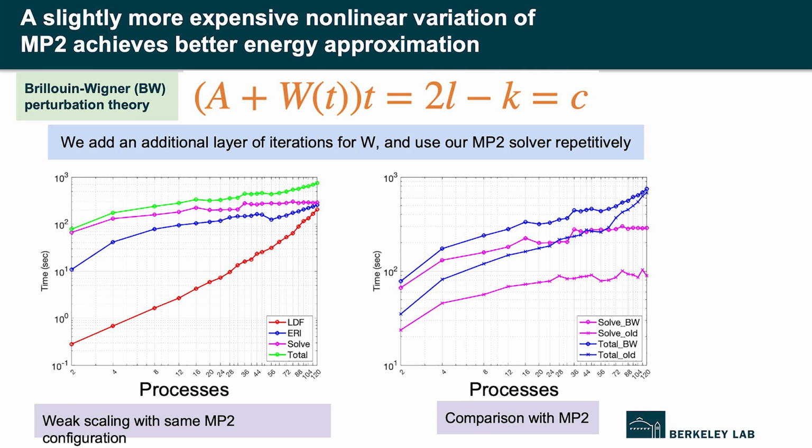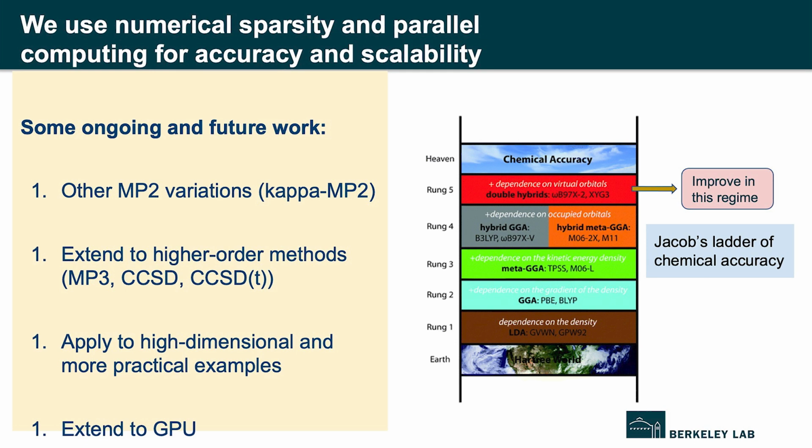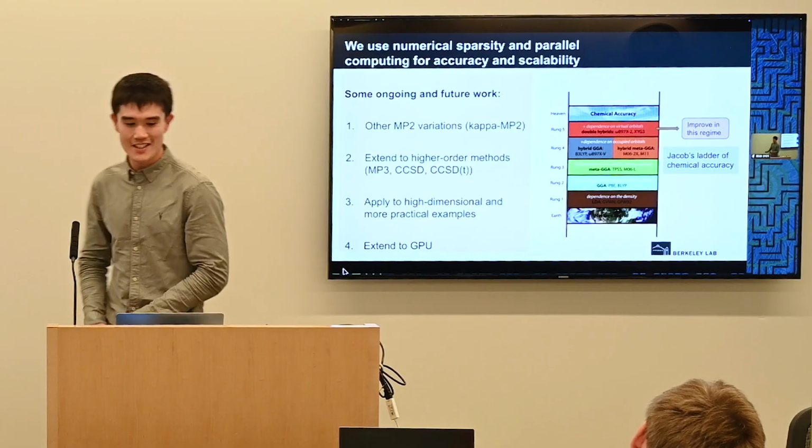And if we want to introduce the nonlinear variation, then we pay a little bit more, but we get a more accurate energy approximation. This is again a weak scaling plot. And on the right, it's a comparison of this new variant with the original MP2 method. So I'm going to end the slides here, and thanks for coming, and please hit me with questions afterwards. Thanks.